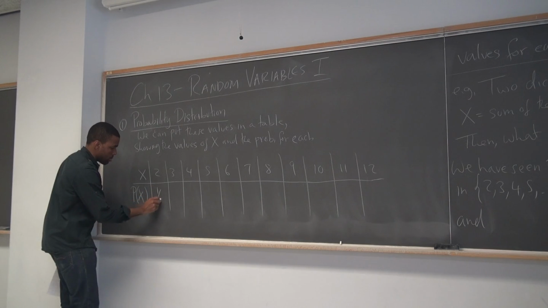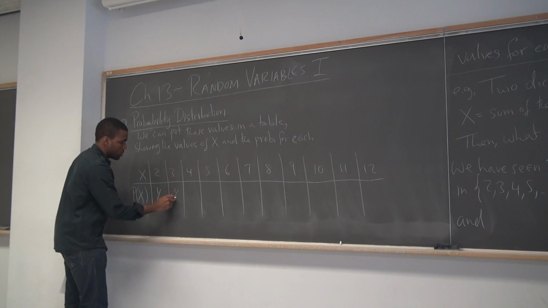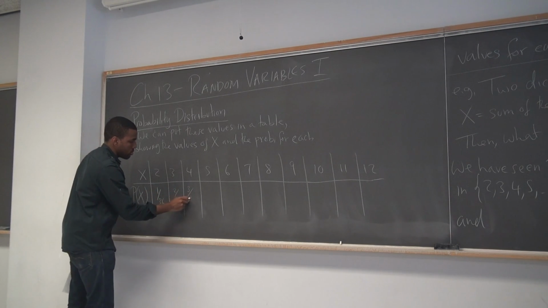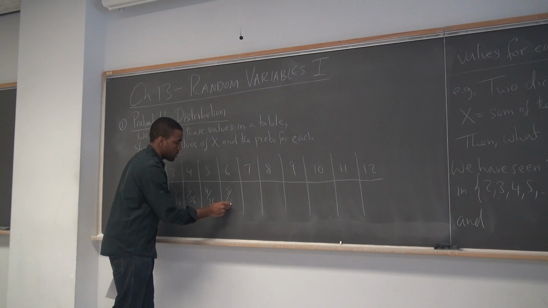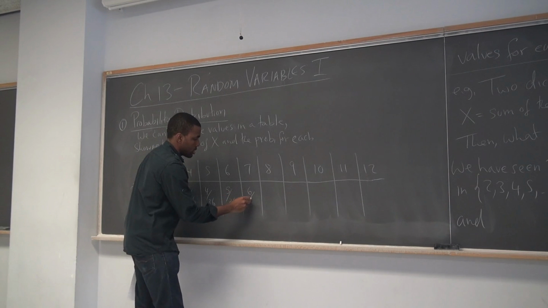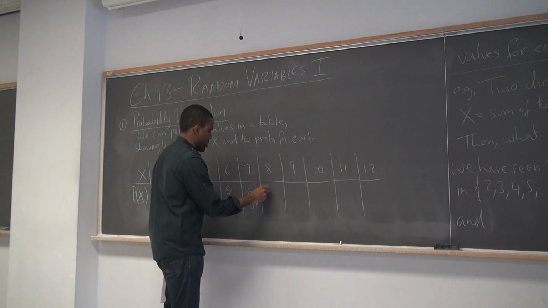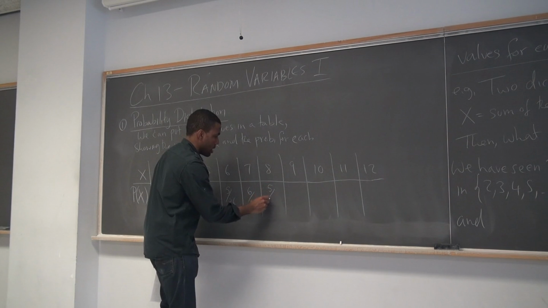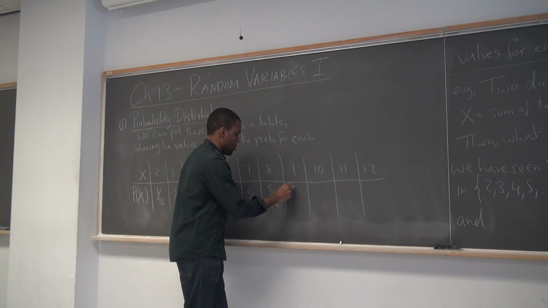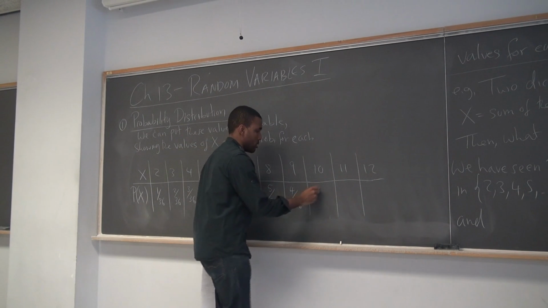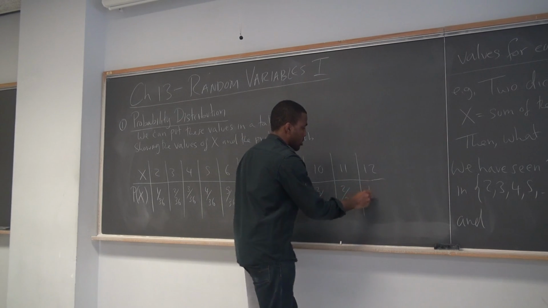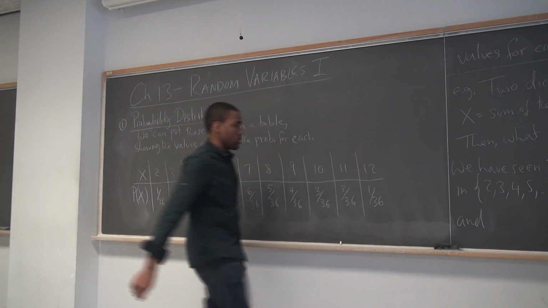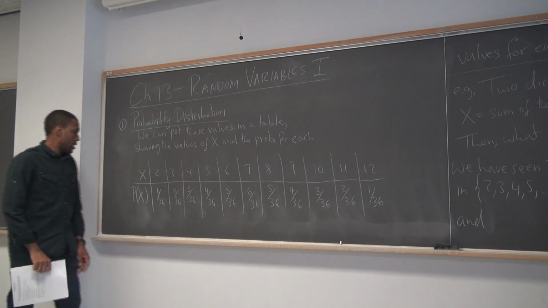So the chances of this happening were 1 out of 36, 2 out of 36, 3 out of 36, 4 out of 36, 5 out of 36, 6 out of 36, and then it started going down: 5 out of 36, 4 out of 36, 3 out of 36, 2 out of 36, 1 out of 36. So we had a peak at 7.